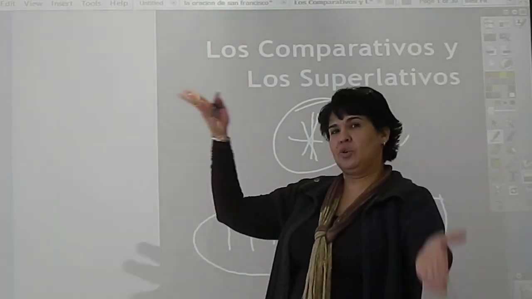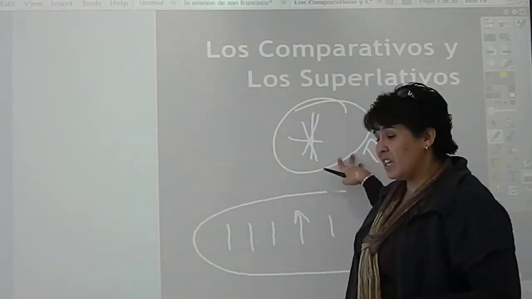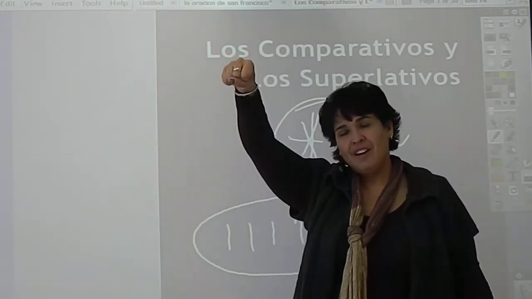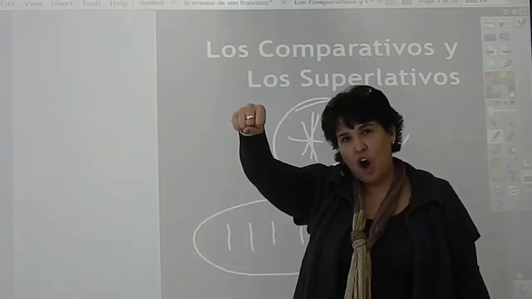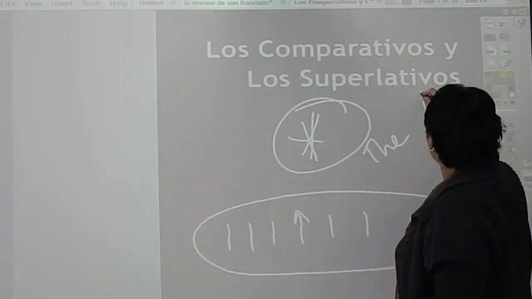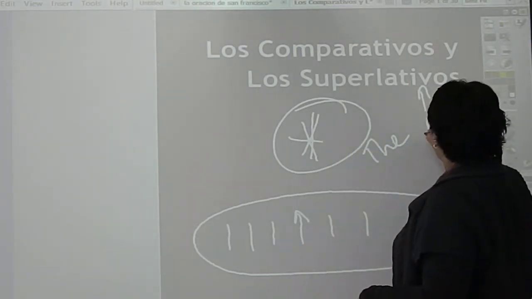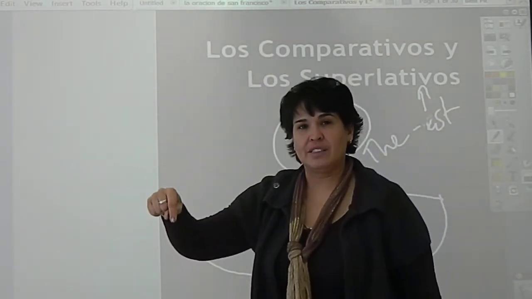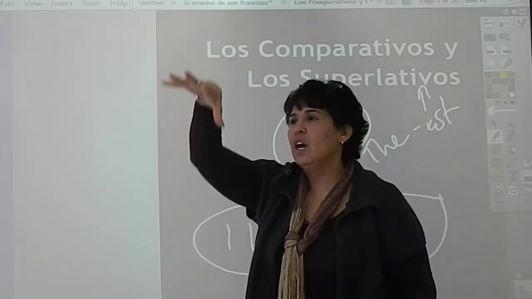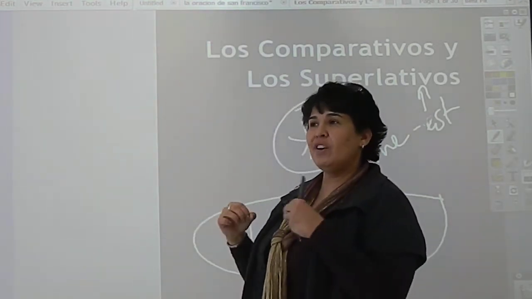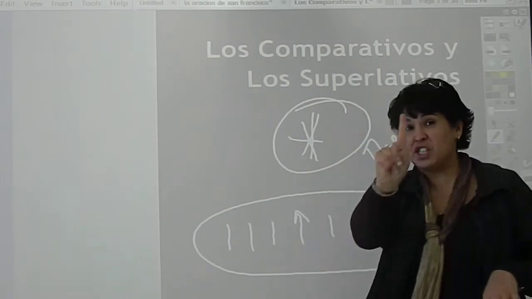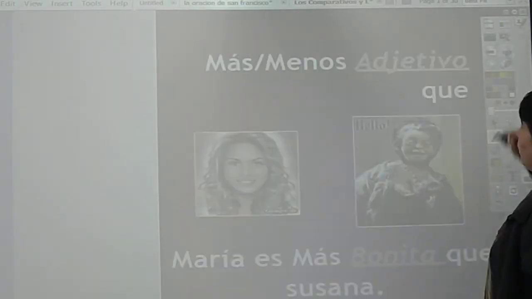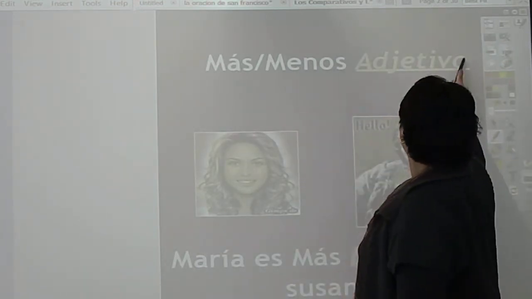Comparatives, you're comparing two things. Superlatives, there's a group, and one is the best, the tallest. So if you want to think of superlatives as ESTs, the tallest, the smartest, the greatest, everything that's EST, that's superlative, but that's just one, which is where the comes in. I'm going to explain all of this further. So here, más or menos plus the adjective.